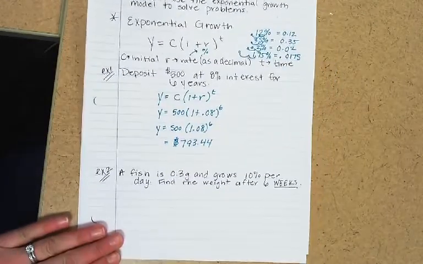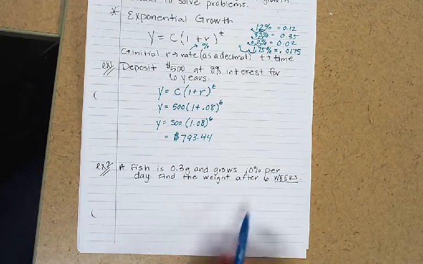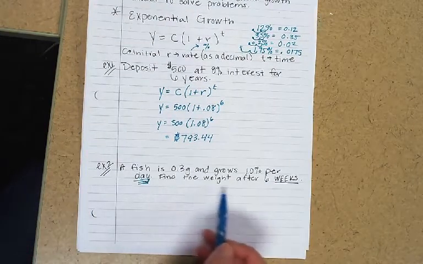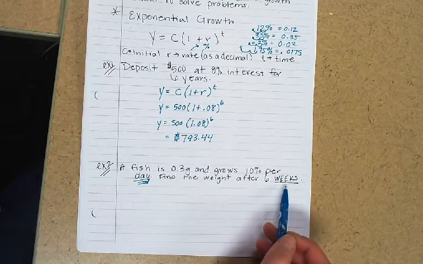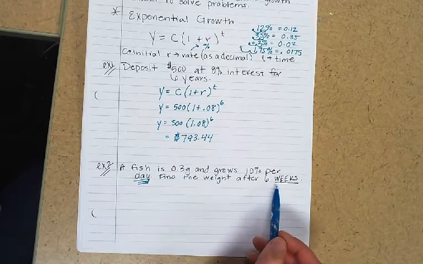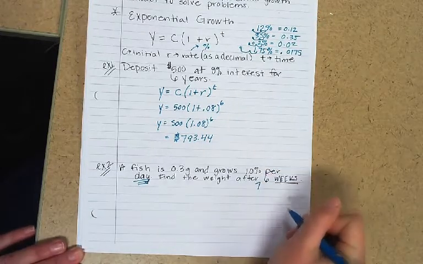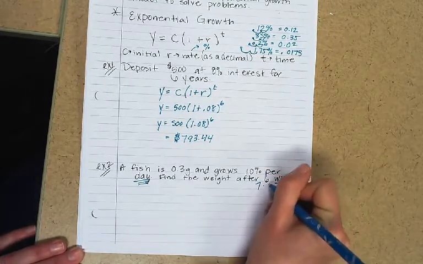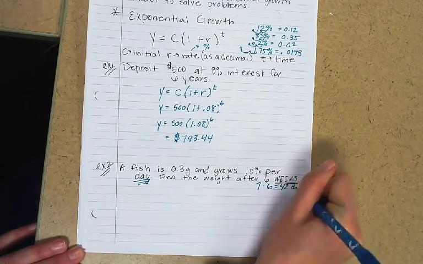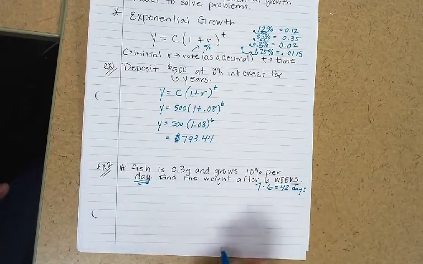Okay, so on the next one, it says a fish is 0.3 grams and grows 10% per day. So every day, find the weight after 6 weeks. They're measuring their time in days, but we need to find how much it is after 6 weeks. So you have to think, how many days are there in a week, times how many weeks, we're saying 6. That means we have 42 days is what our time is going to be.